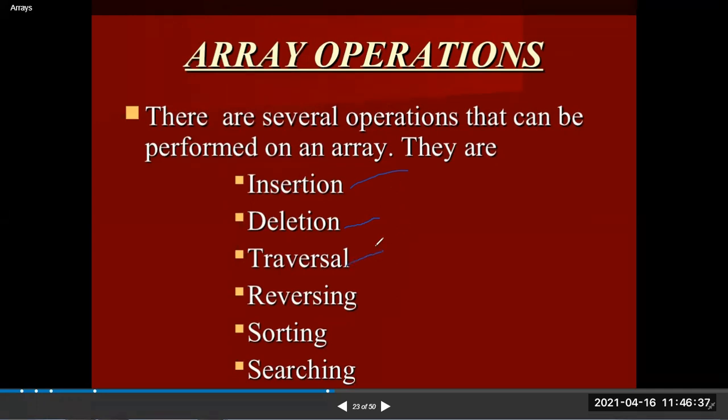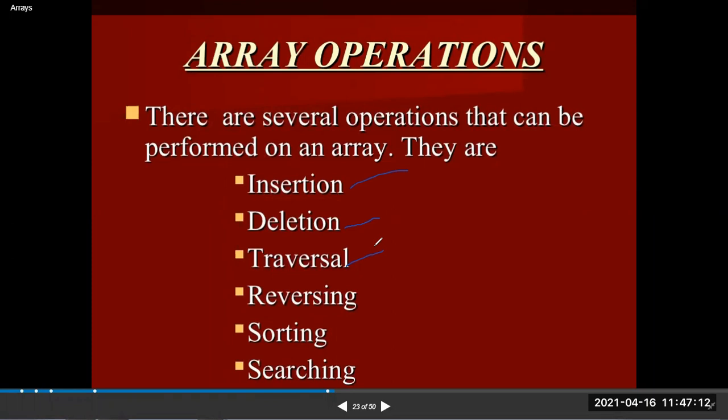Now traversing is nothing but the display. Traversing means you have to traverse the given array at least once. That is, you have to see all the elements that are present in the array. We call it traversal. Traversal is nothing but display, meaning what elements are present in the array is visible by traversing.